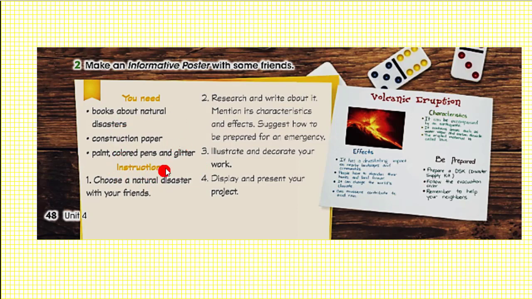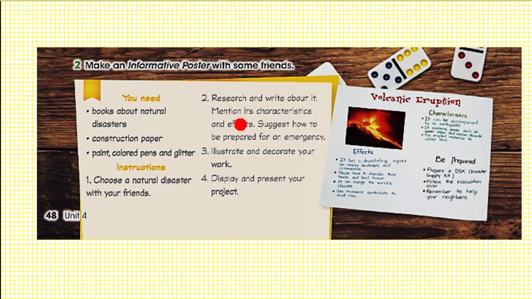What about, for example, instructions? Mira las instrucciones. Choose a natural disaster with your friends. Elige, ¿ya? Un desastre natural. Hay muchos que hemos visto, ¿no? Hemos mencionado, por ejemplo, earthquake, ¿no? Tsunami, flooding, ¿ya? Forest fire, etc.